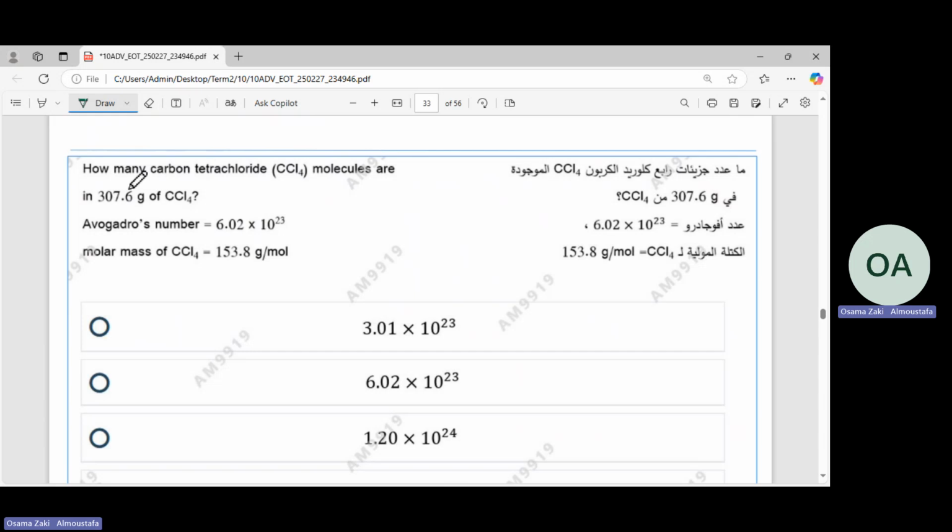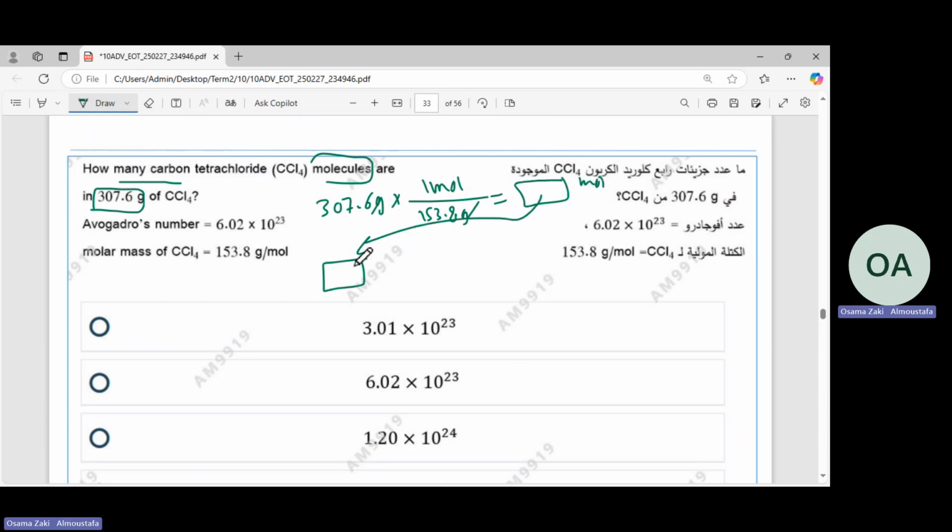Here, how many carbon molecules are in these grams? Also, we have to convert from gram to mole, then from mole to particles. So 307.6 grams multiplied by 1 mole over the molar mass, which is 153.8 grams. Cancel the grams, and you get the number of moles. Then this mole should be multiplied by 6.02 times 10 to the power 23 over 1 mole. You can cancel the mole with mole, and you get the answer here.